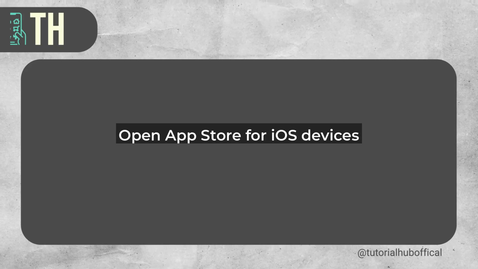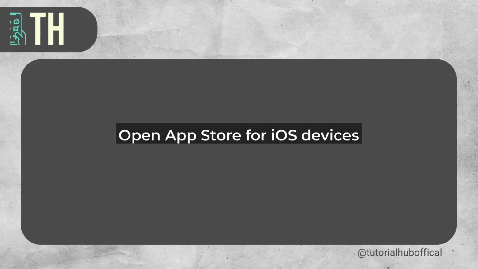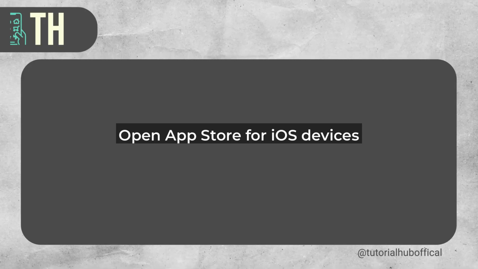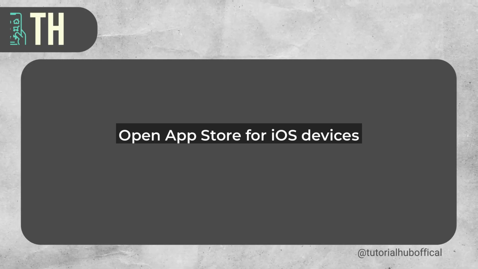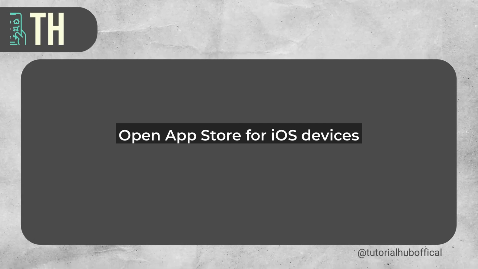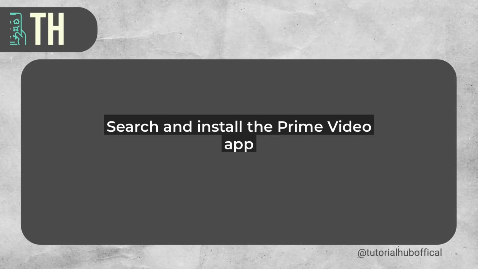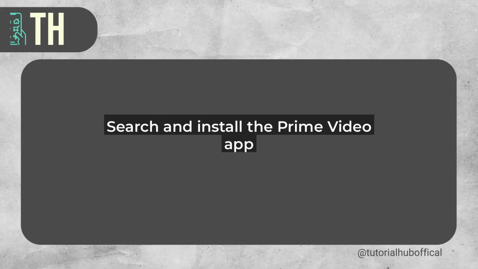It might ask for some permissions, like access to your storage or network, so go ahead and allow those to make everything run smoothly. After the app finishes downloading and installing, open it up. You'll be prompted to sign in with your Amazon account details. Enter your email and password, and you're all set. Now you can browse, search for shows, and start streaming.